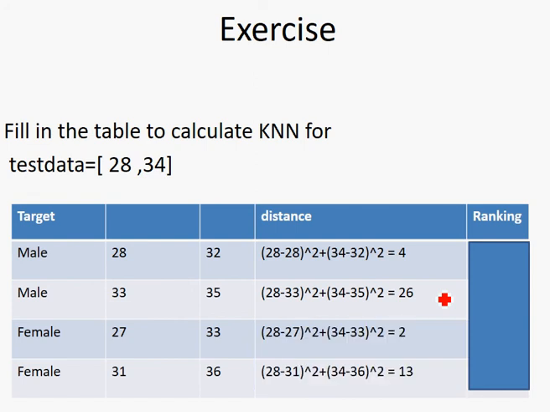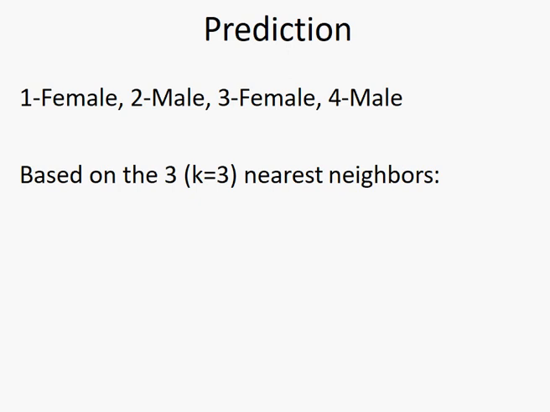You can try with the next 2 values. And what we're getting is a distance of 2 between our test point and the third point from the training set, distance 4 with the first point, 13 with the fourth, and 26 with the second. So the ranking would be, this is the closest point to our test data, second closest, third closest, and this is the fourth closest.